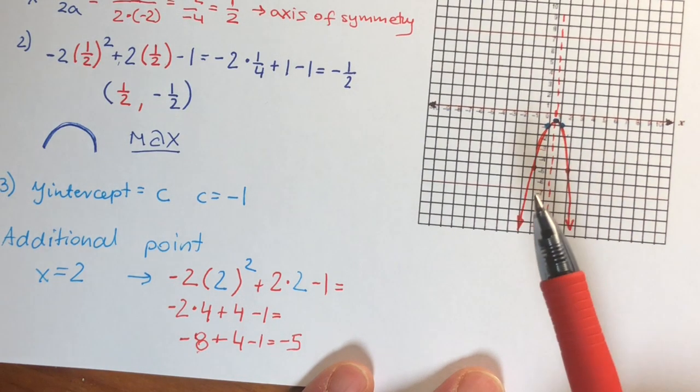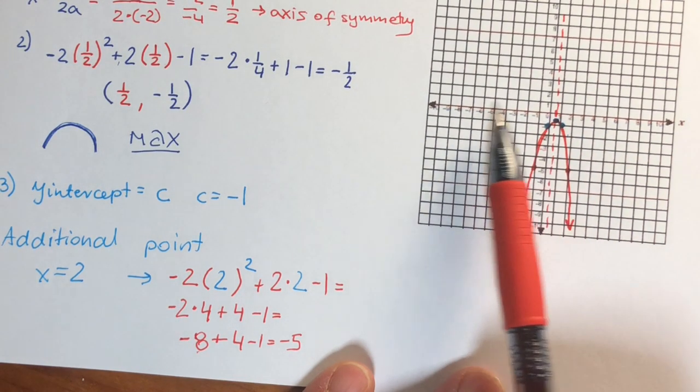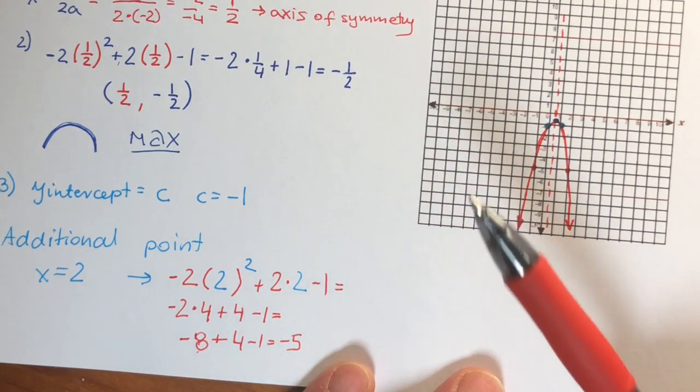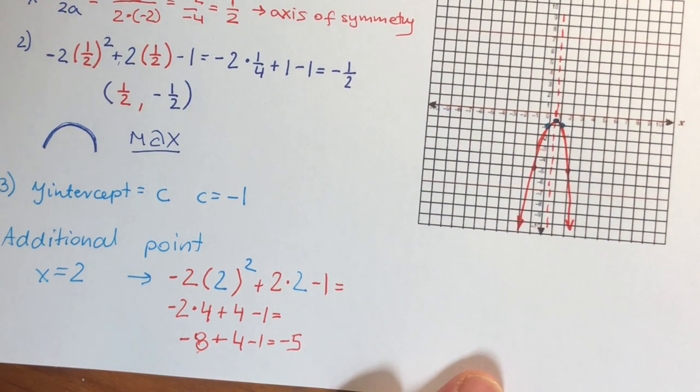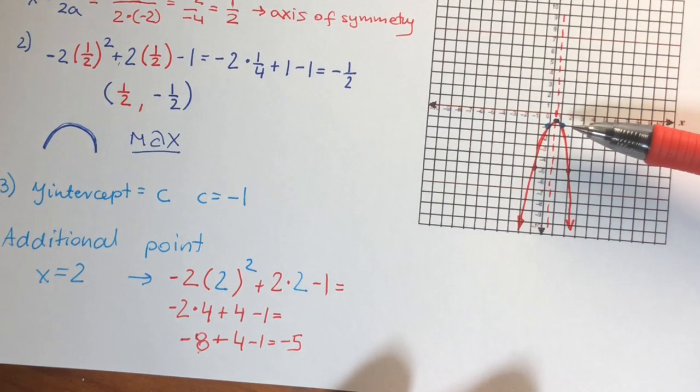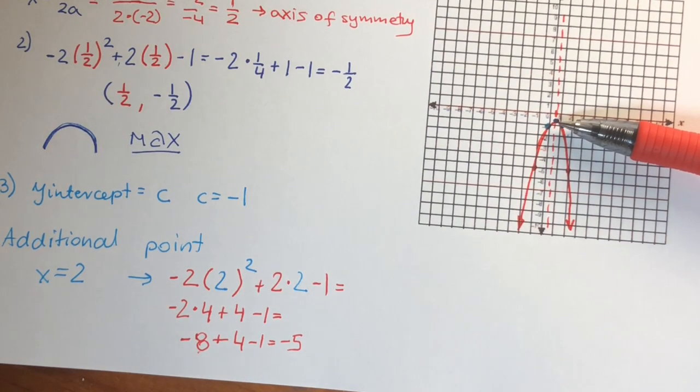Remember, we talked about the domain and range the other day. You could choose any value of x and plug it into the equation, and you will get the value of y because the domain is all real numbers. And then the range, if anybody was asking, is everything that is less than or equal to negative 1/2 in this case.